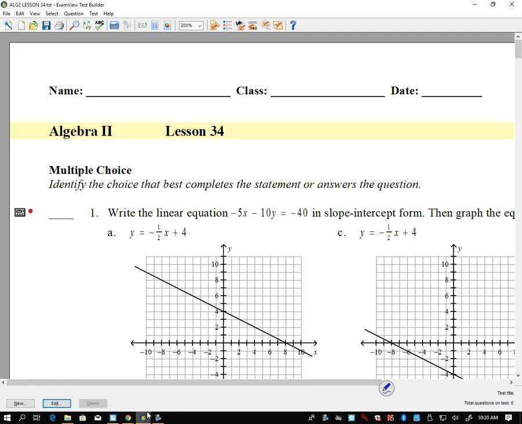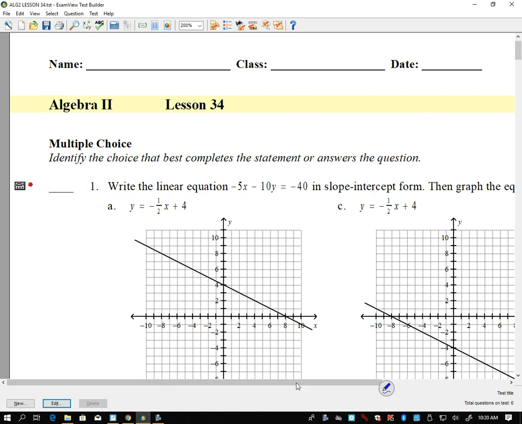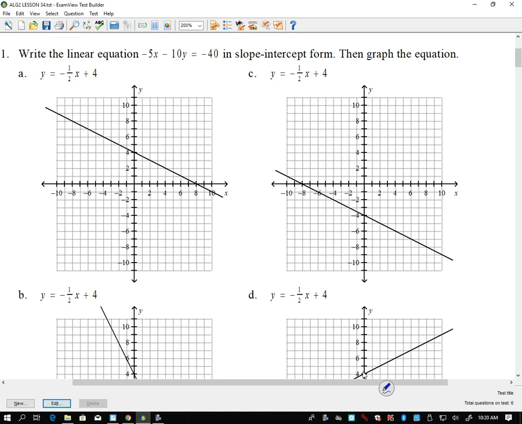Let's try to look at some questions here. All right, so question number 1 says, write the linear equation negative 5x minus 10y equals negative 40 in slope-intercept form, then graph the equation. So if I want to rewrite an equation in slope-intercept form, what do I first want to do, Diego? Yeah, I want to move this over to slope-intercept form. Yeah, okay, I know what the slope-intercept form is. How do I manipulate that equation? What do I do to it?